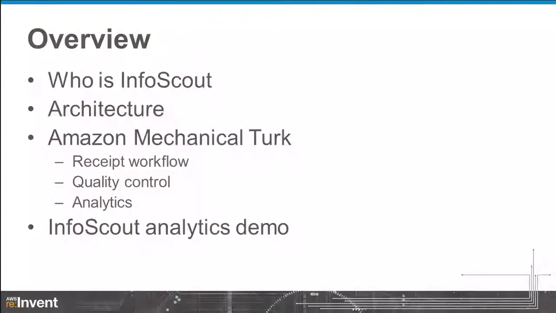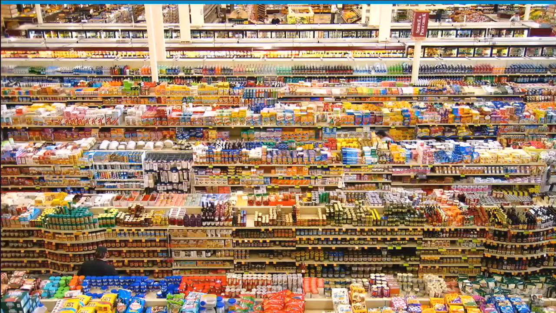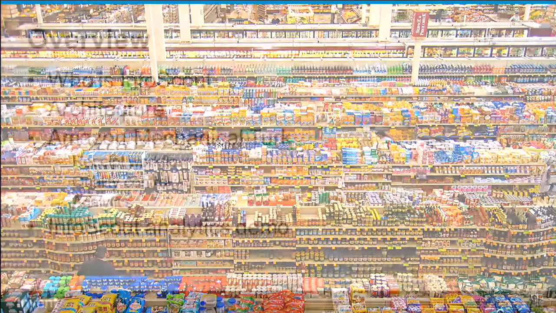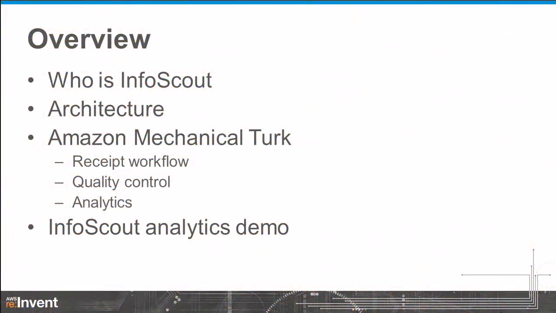So along those lines, I want to introduce Jon Brelig. As I mentioned, he is the CTO of InfoScout, and he's going to tell you how his company is using Mechanical Turk to do some really amazing things. Jon. Thank you, Sharon. Good. So I'm Jon, co-founder, CTO of InfoScout.